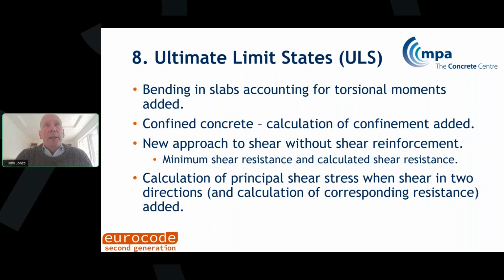There's a new approach to shear without shear reinforcement, and I'll talk about that in a bit more detail. And that counts for both the minimum shear resistance and the calculated shear resistance. When you have, again, a slab designed presumably through finite element methods, and you have shear in two directions, then you have to calculate the principal shear now, and you have to compare that to a corresponding shear resistance. Again, this was a very grey area in the last code. In fact, it just wasn't covered by the last code, because I think it wasn't really envisaged to work with finite element methods.